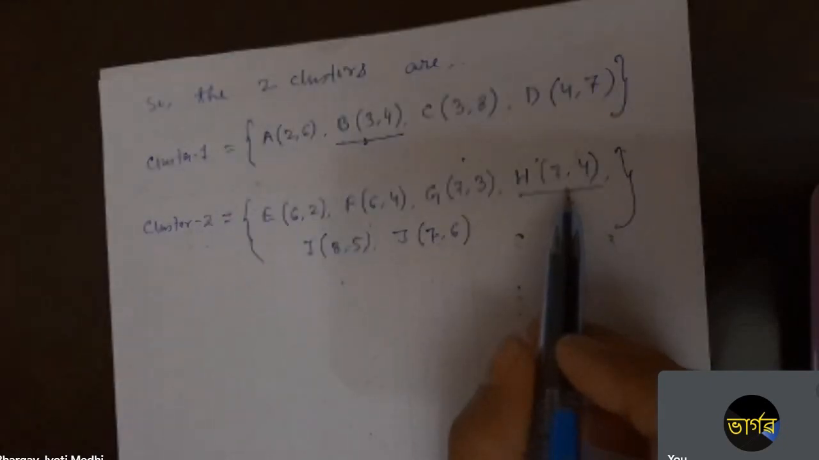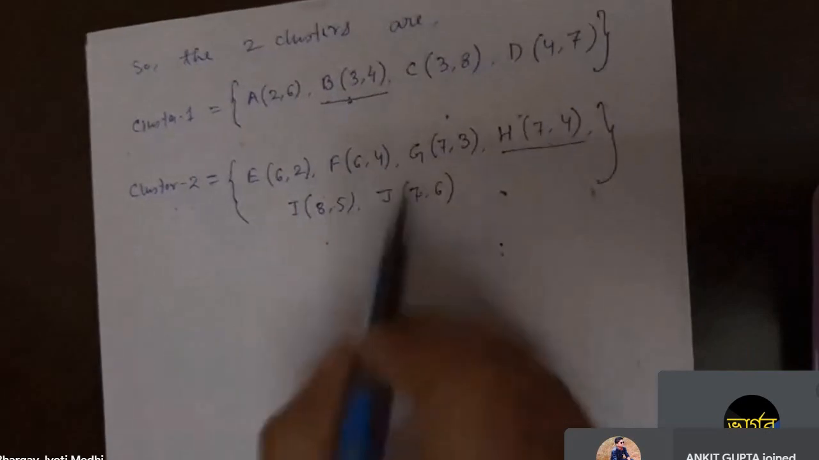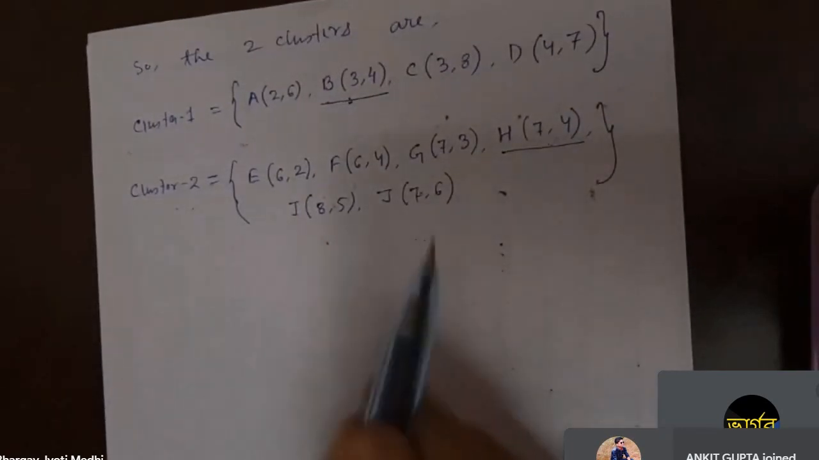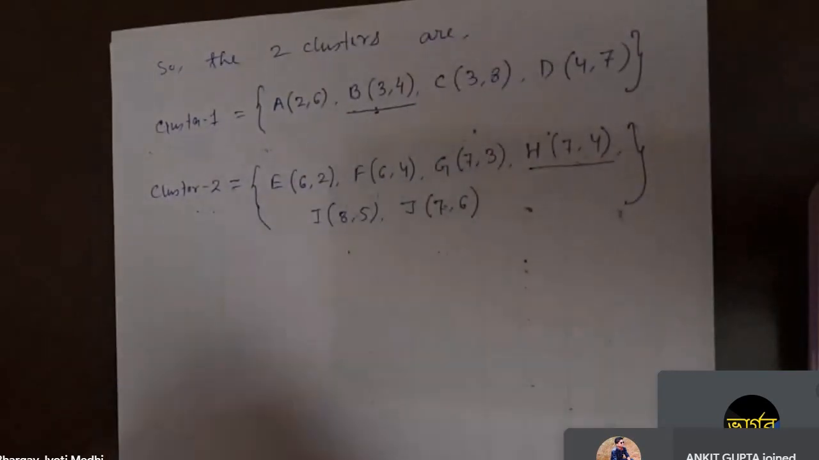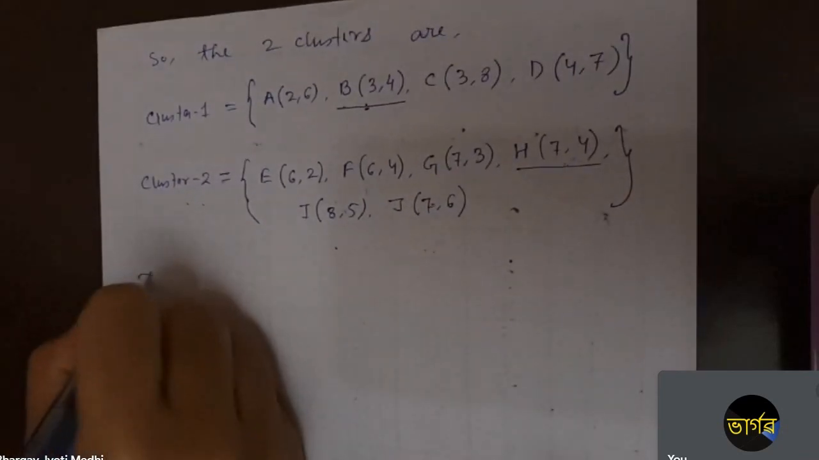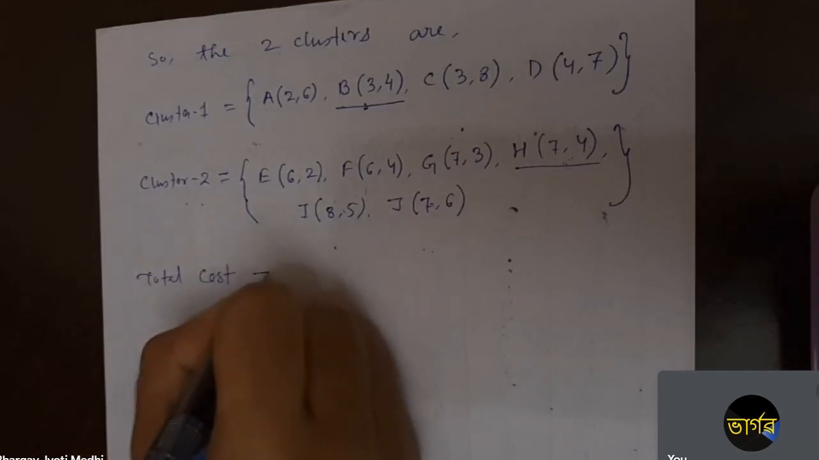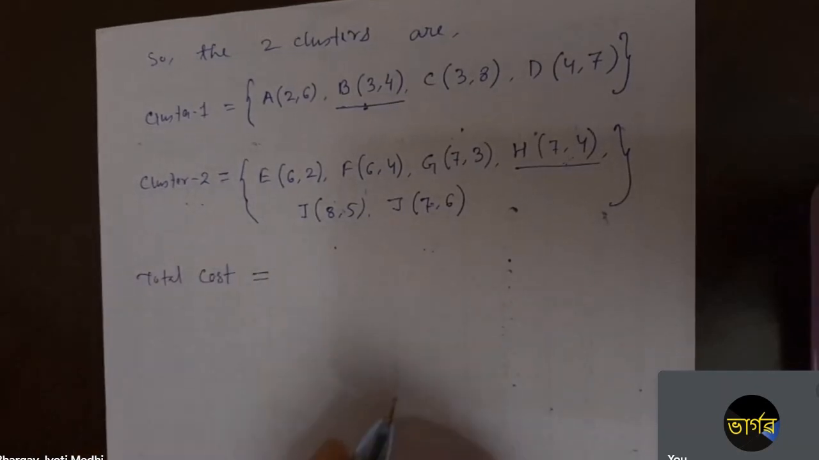What is the cost if we make these two clusters, what is the total cost or the total distance? So total distance, here you see, you have to find the total distance or the total cost. Distance, cost, dissimilarity are the same concept, only names are different. So total cost or total distance is what?